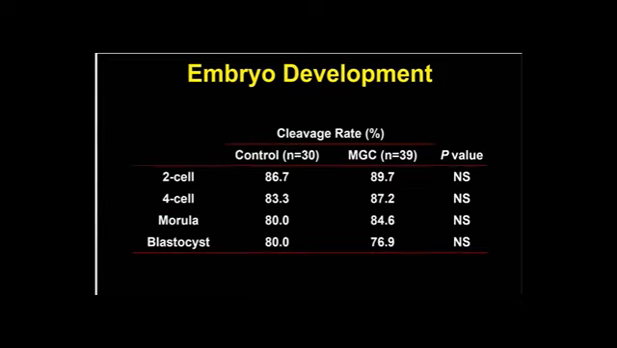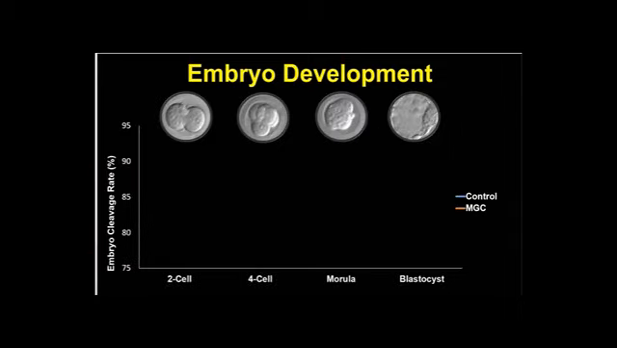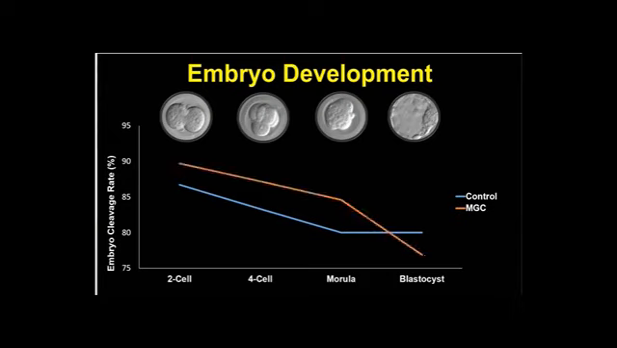Moving on to the result of overall embryo development. In this preliminary study, the development of the reconstructed zygotes into 2-cell, 4-cell, morula, and the blastocyst are comparable to the control zygotes. And here is a graphic representation comparing cleavage between control and the reconstructed zygotes. The control reached an eventual 80% blastulation rate. The reconstructed zygotes resulted in a 76.9% blastulation rate, slightly lower but comparable to the control.